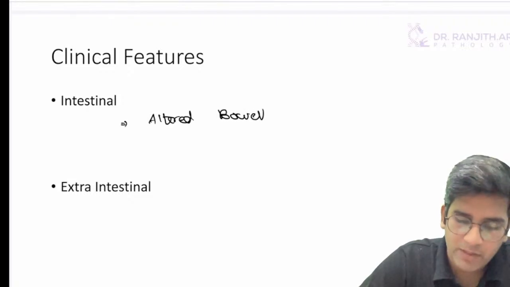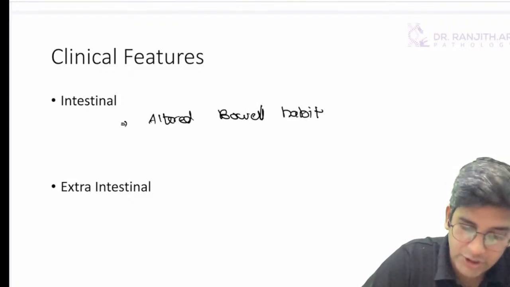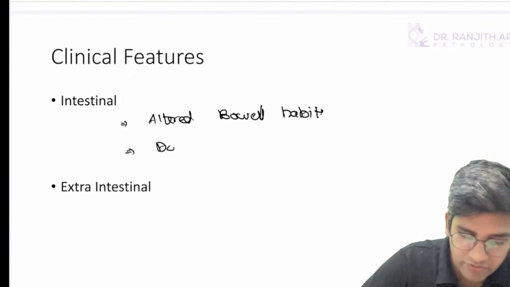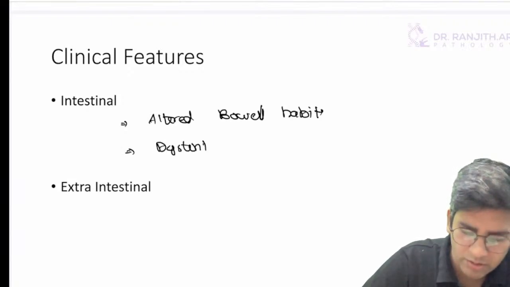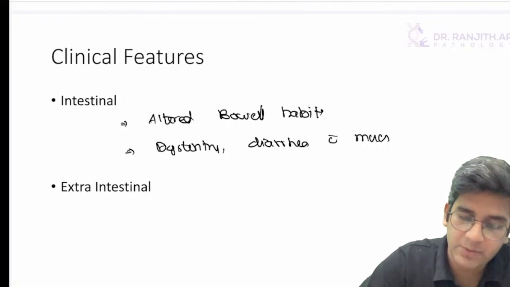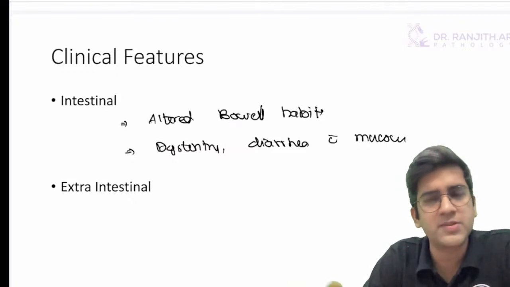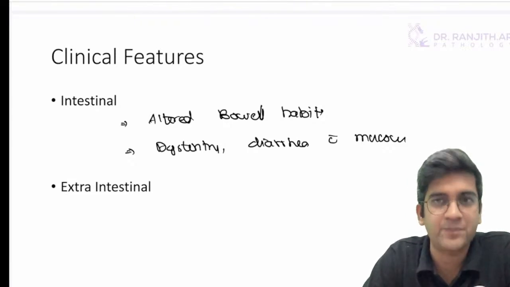You won't have a normal bowel habit. It'll definitely be altered bowel habits. In addition to this, dysentery, diarrhea with mucus is a very classical symptom of ulcerative colitis and Crohn's. Non-specific symptoms of fever and everything can be there. Abdominal pains, recurrent attacks of dysentery, bloody diarrhea with mucus is a classical finding.